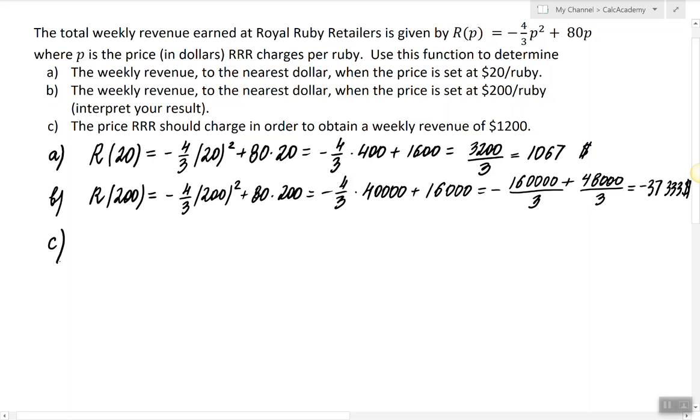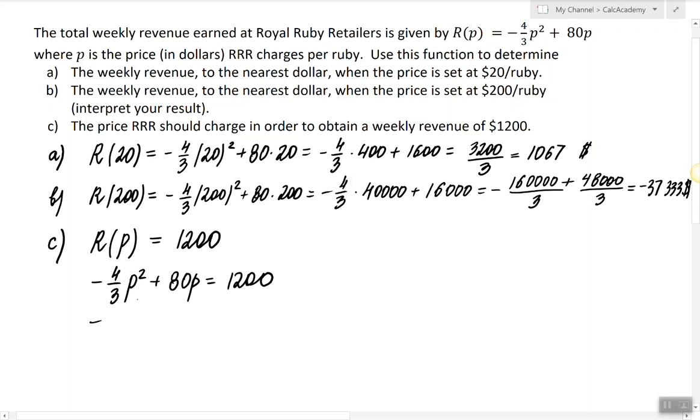In part C, the question is, what price should we charge in order to obtain a weekly revenue of 1200? What does that mean? That means we have to solve the following equation. We have to find the price such that the output of the function is equal to 1200. And that transforms into an algebraic equation. And this is a simple quadratic equation which we can solve by writing everything in standard form first.